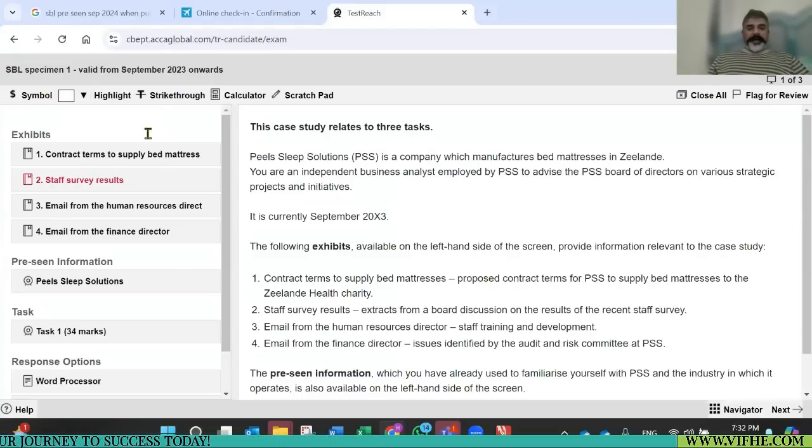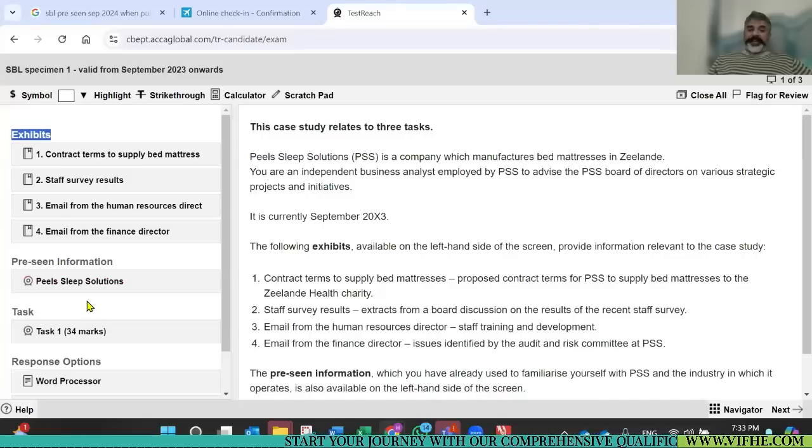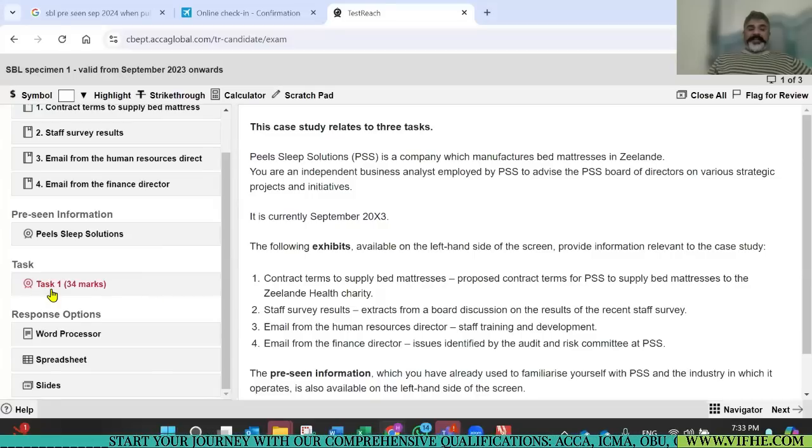When you open the paper, on the left side, you will see the additional information, which is called exhibits. These are the additional information. This information was not there in your pre-seen. This is the new information. Your pre-seen is also accessible in case you want to check out something. And then there is the task. Task number 1 is 34 marks. And then the response options. This is where your answers will be.